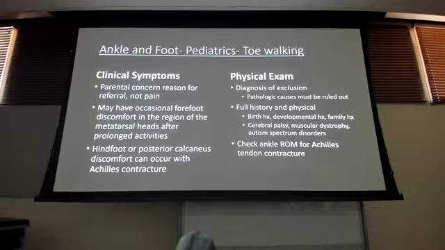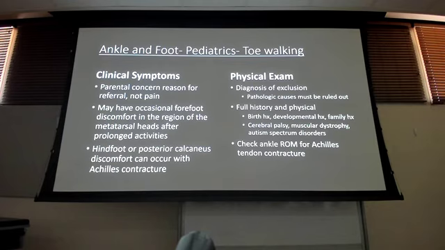So, if we think about the Achilles tendon and what range of motion it's contracted in, this one can sometimes have an Achilles contracture associated with it. But when we look at this, we want to rule out those pathologic causes. So it's what we call a diagnosis of exclusion for these ones.